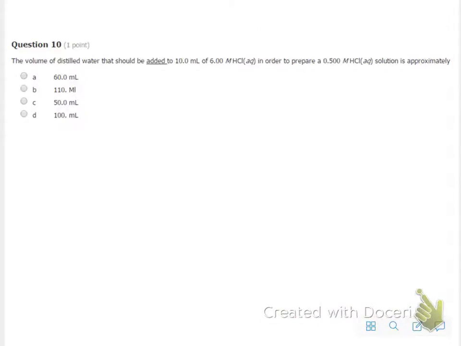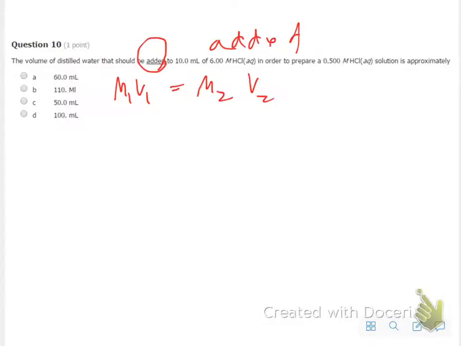Alright, number 10 says, what volume of distilled water should be added to 10 milliliters of 6 molar HCl in order to prep 0.5 molar HCl? Okay, so this is a dilution. M1V1 equals M2V2. Now, one of the words that's circled here says added. Okay, so what I need to remember is that I want to know what I'm adding to the 10 milliliters, not what my total final volume is.